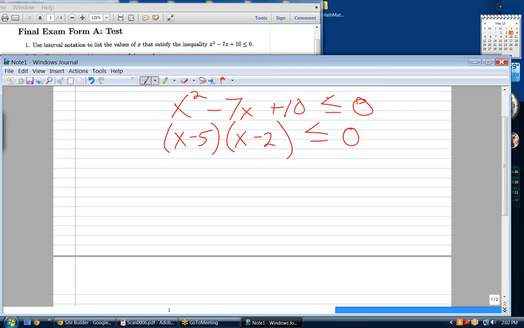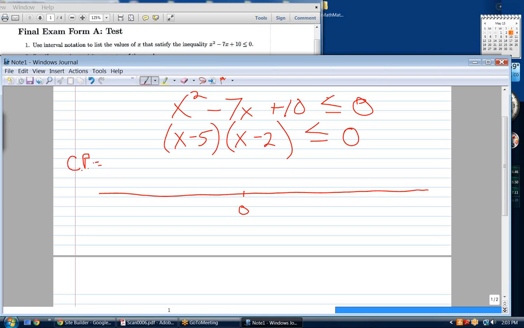Now, the next step is critical. In other words, whether I have the product of two functions, or even if I had something like this, there's a step that you have to take next in order to solve it. It's called a sign chart. Okay. The first thing you have to do with a sign chart is what? You have to determine what about this inequality? What's a positive and what's a negative?